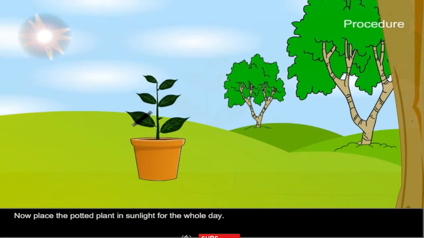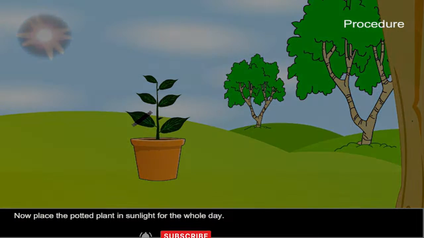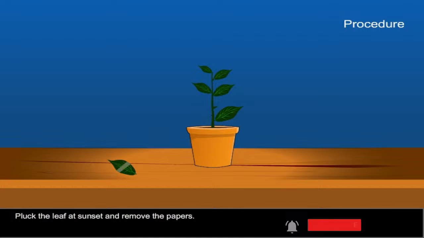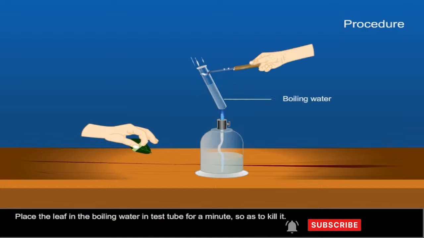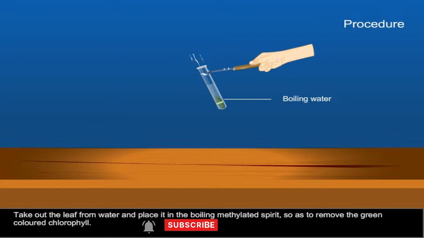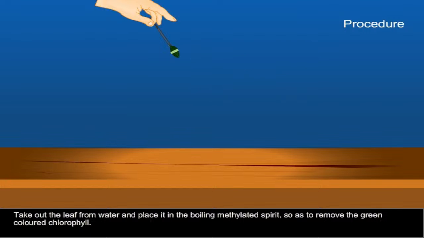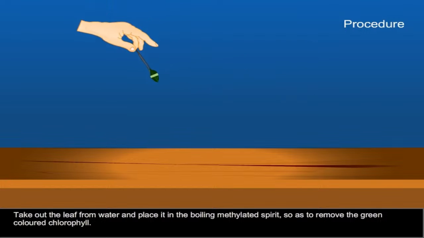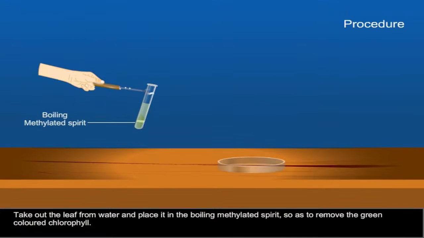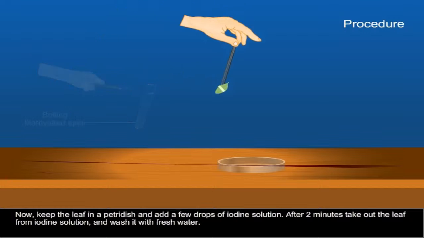Now place the potted plant in sunlight for the whole day. Pluck the leaf at sunset and remove the papers. Place the leaf in boiling water in the test tube for a minute so as to kill it. Take out the leaf from water and place it in the boiling methylated spirit, so as to remove the green-colored chlorophyll. Now keep the leaf in a petri dish and add a few drops of iodine solution.